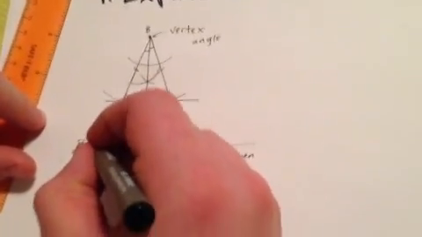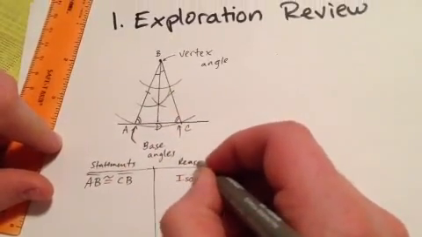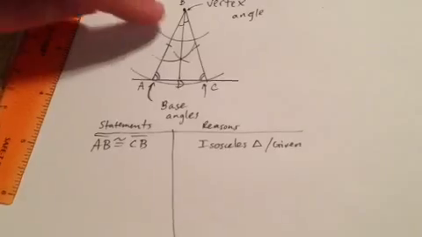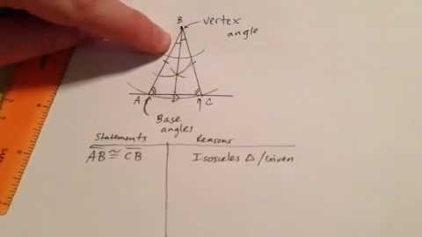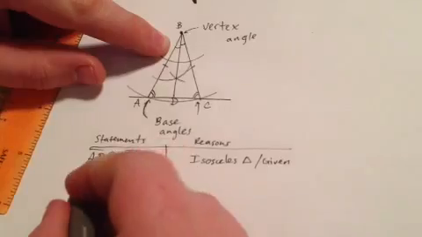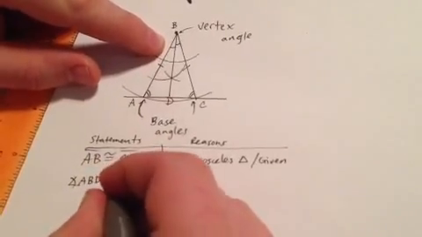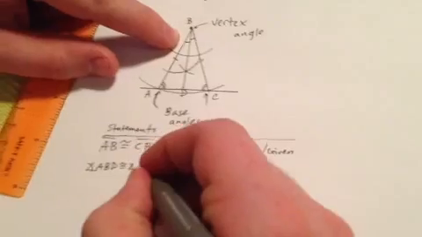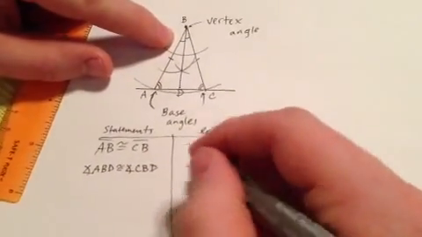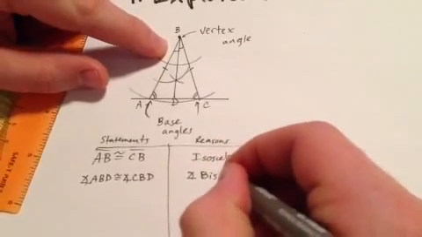So here's our statements. Here's our reasons. So next, we have our two angles that were created from our bisector, our angle bisector. So that means angle ABD is congruent to angle CBD. And we know that because of an angle bisector.